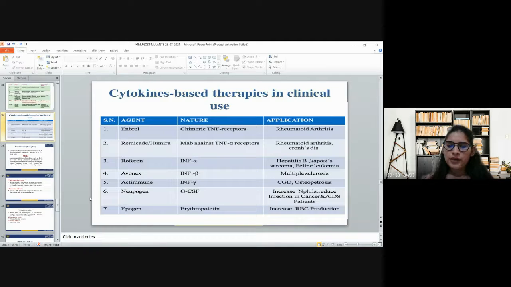Then the next agent we have Neupogen. Then the nature is GCSF and the application included increased neutrophils, reduced infections in cancer and AIDS patient. Now the next agent we have Epogen. The nature is erythropoietin and the application is increased RBC production. So these are some cytokine based therapies in clinical use.